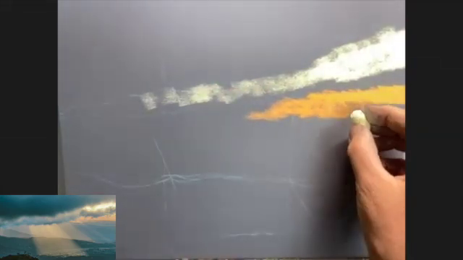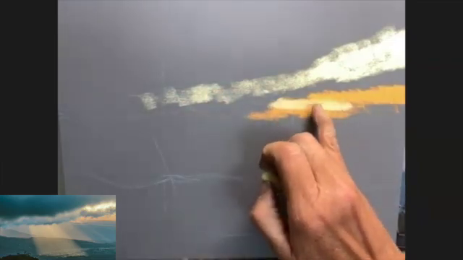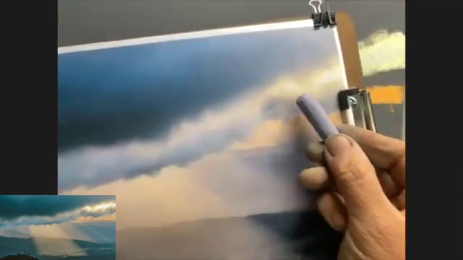Next, I'm using a warm white as an underpainting for some of the lights on the edges of the cloud and to fade in some of the gold. I want there to be a hard edge on part of the clouds and a soft edge for the rest. So the lighter color is going to show off where the hard edge will be.